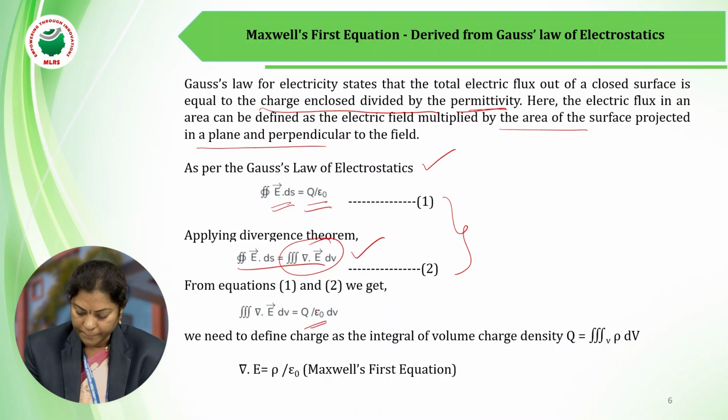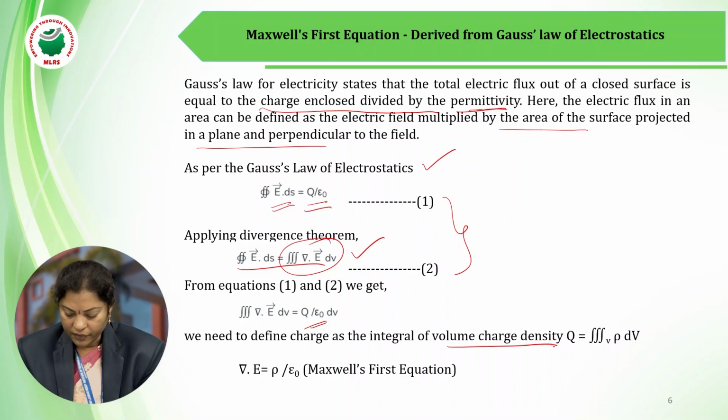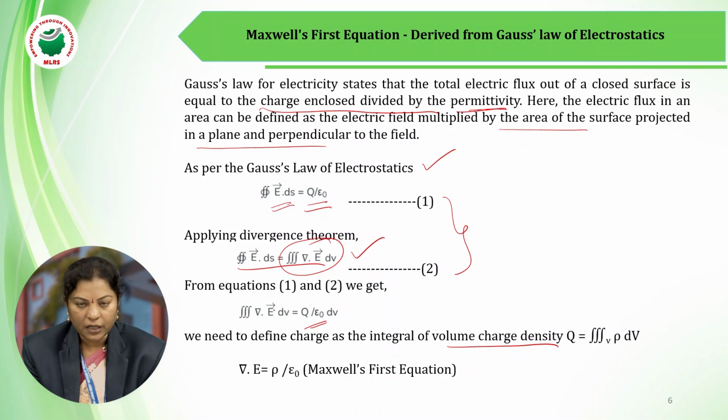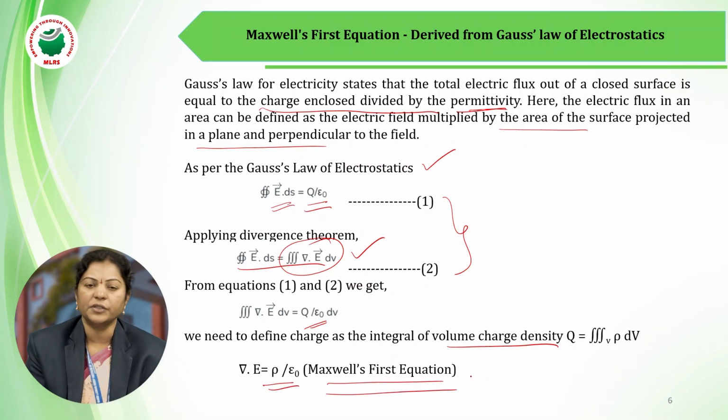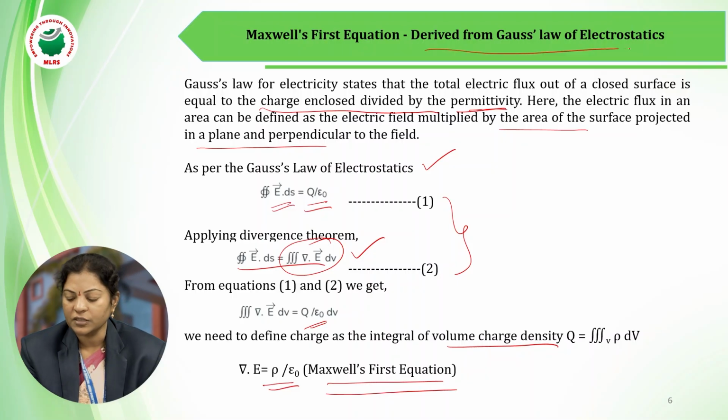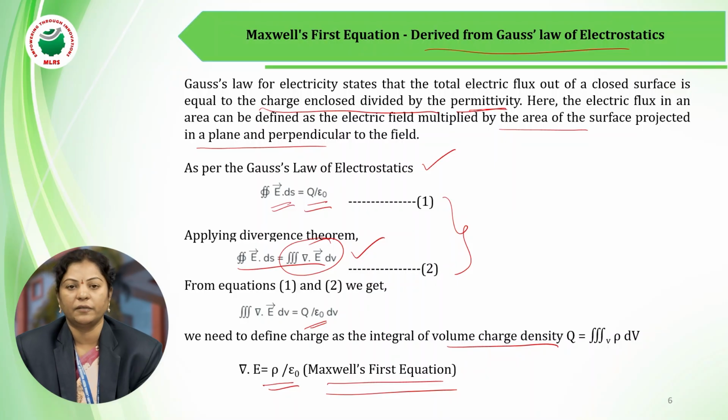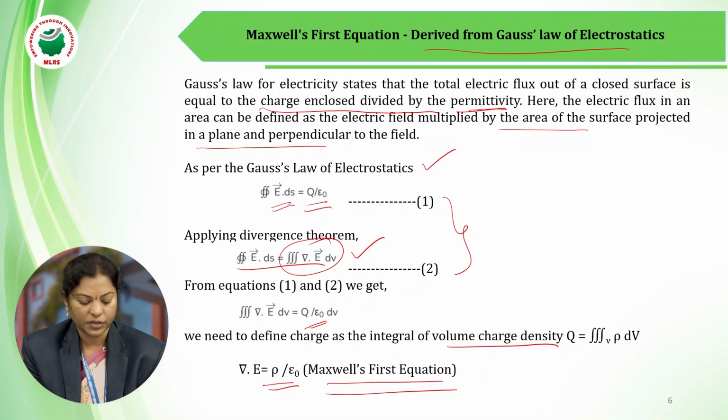Here we know that the charge Q is nothing but the volume integral of rho into dv. So both the integrals cancel, and we can write that del dot E equal to rho by epsilon naught, which is Maxwell's first equation, derived from the Gauss law of electrostatics.